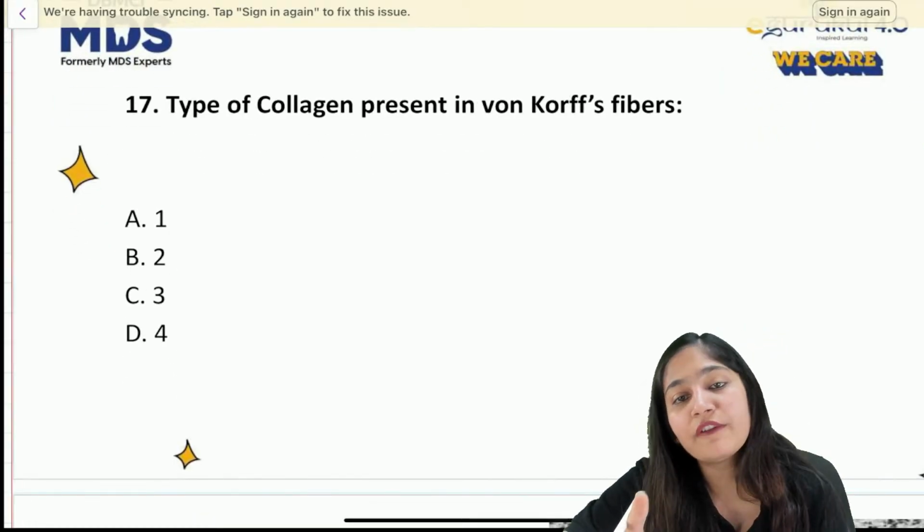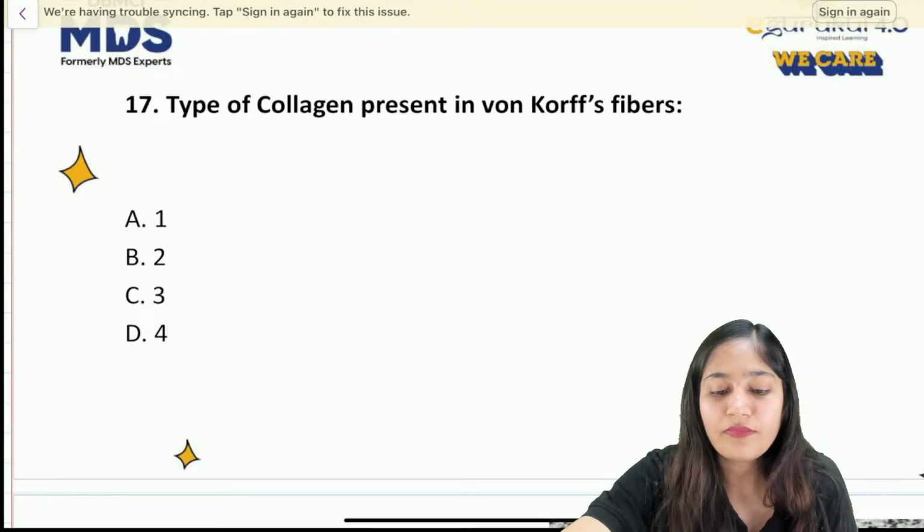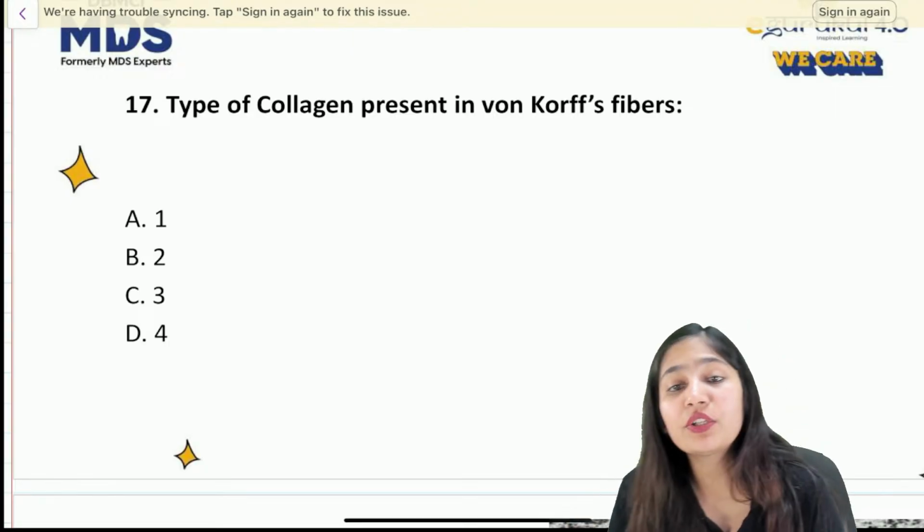Mesiolingual developmental groove is present in which tooth?